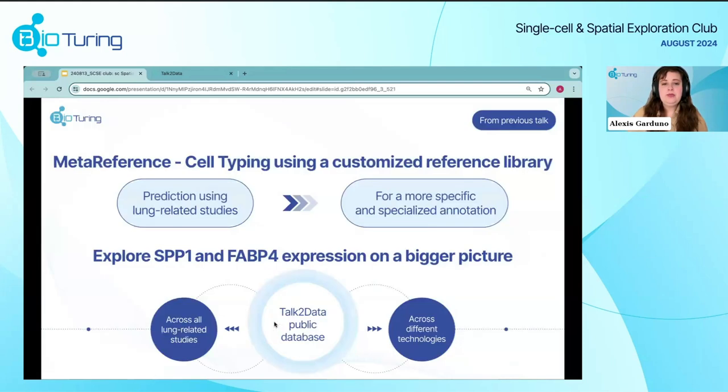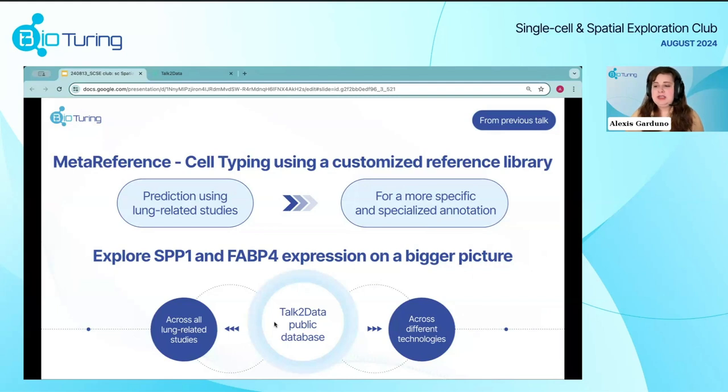Okay, so a bit of a recap from the previous session, just so you're able to follow how this data builds into this week's session. In the previous analysis, we explored the different macrophage subtypes using the meta-reference cell typing prediction tool from the bBrowserX system. After finding SPP1 and FAP4 macrophages, we also discovered an expression pattern of these macrophages where SPP1 is increased in lung-related diseases, and FAP4 is decreased in these lung diseases. So they're more highly expressed in the healthy donor samples.